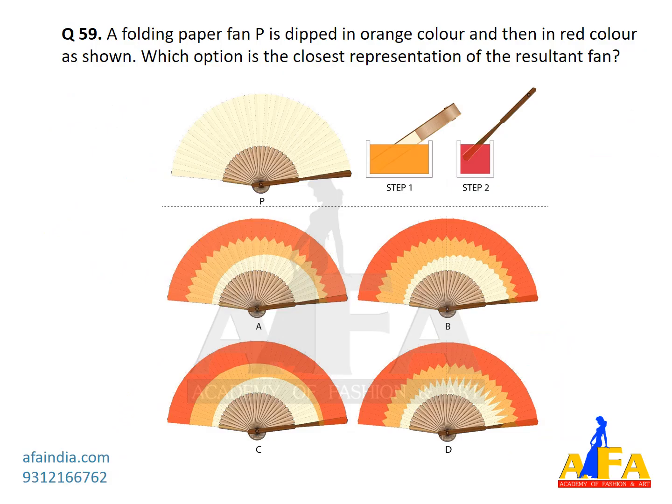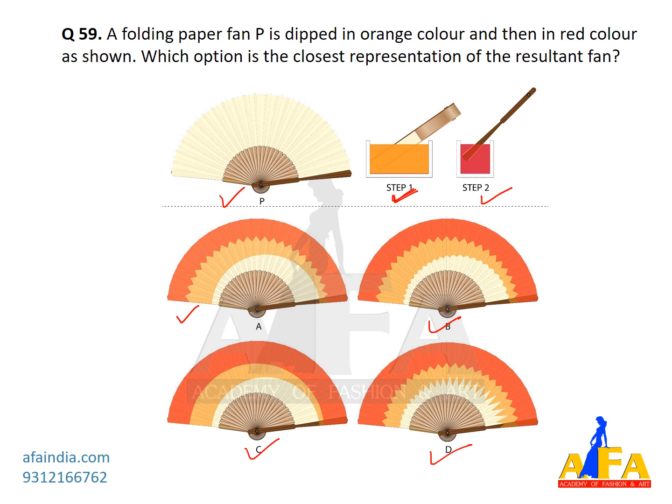Question number 59: a folding paper fan P is dipped in orange color and then in red color as shown. Which option is the closest representation of the resultant fan? As you can see in figure P, the open form of the fan is closed and dipped in yellow, or you can say beige color, and then in magenta color. When you are dipping this in two colors, you can see the patterns shown in options A, B, C and D.